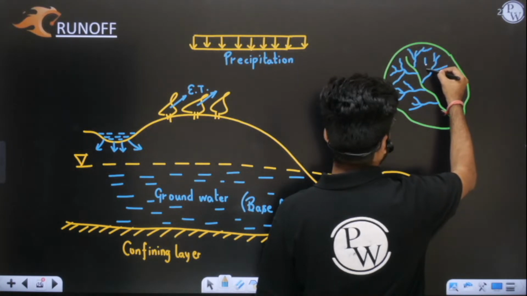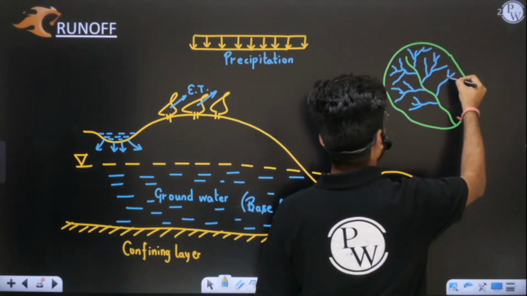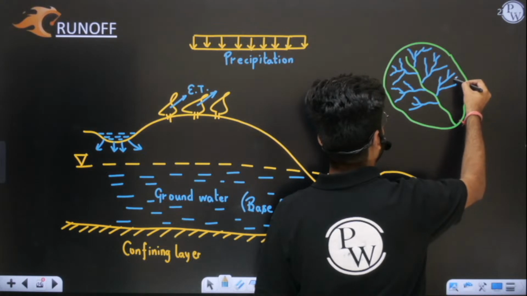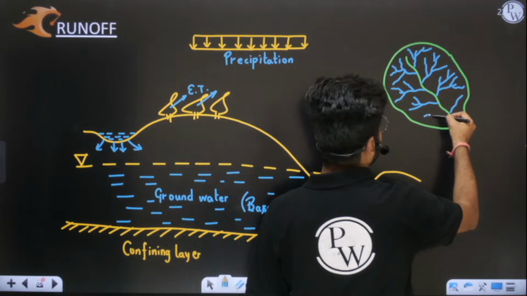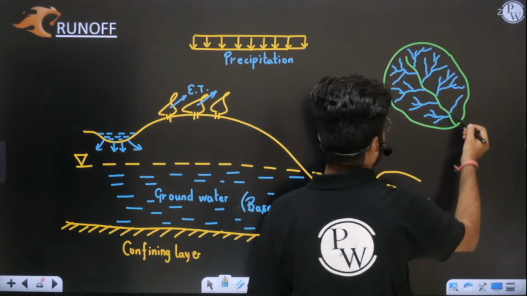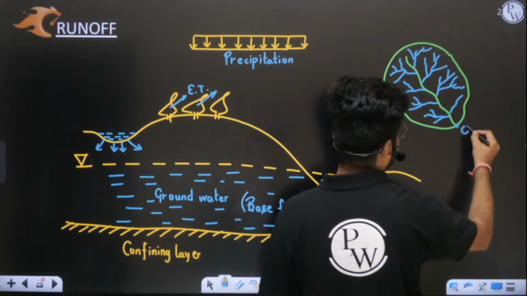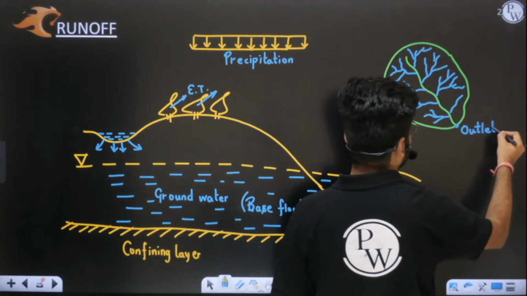So ultimately what is happening here? This is runoff. This is runoff only. Okay, sir, this is runoff only. So water ultimately is going into the valley line. And this is the outlet. This is the outlet of your catchment area.